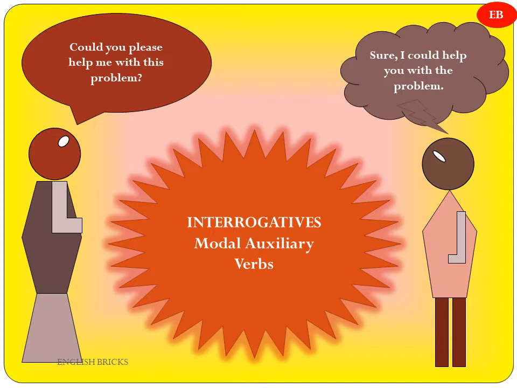So, if you look at the example here, could you please help me with this problem? Now, the modal auxiliary verb is could. Sure, I could help you with the problem. So, you see, we have used the modal auxiliary verbs to form interrogatives or questions, and we have also used them to form a declarative or an assertive sentence in the way of providing the appropriate response or answer. So, shall we continue with our lesson? Okay, here we go. Happy learning.